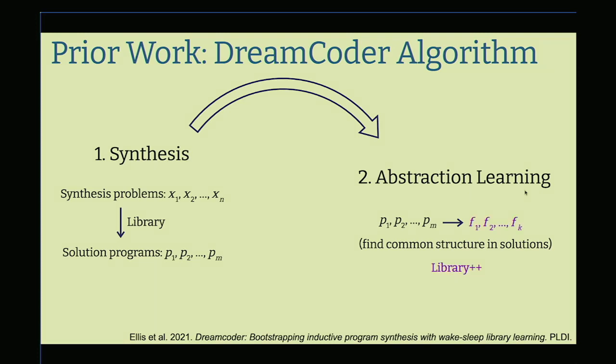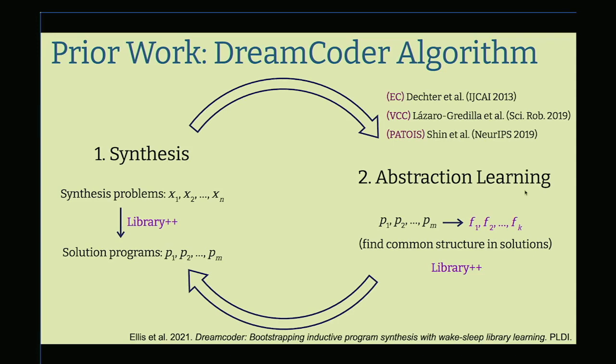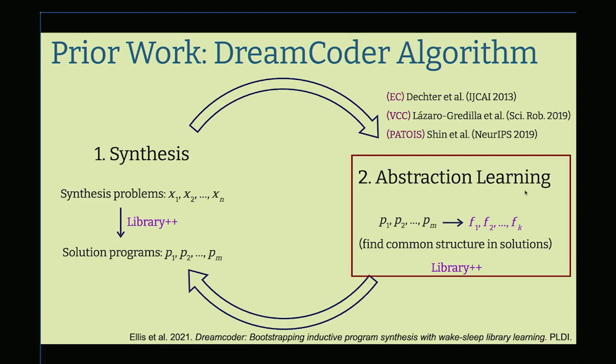But at a high level, you're basically extending your DSL and then going back to the synthesis phase again, this time with a better DSL that can hopefully solve even more problems, leading to this virtuous cycle of building up a better and better library and solving more and more of these problems. And by the way, there's actually a long line of AI research that DreamCoder is building on that uses the idea of abstraction learning for synthesis. Now let's take a closer look at the abstraction learning step.